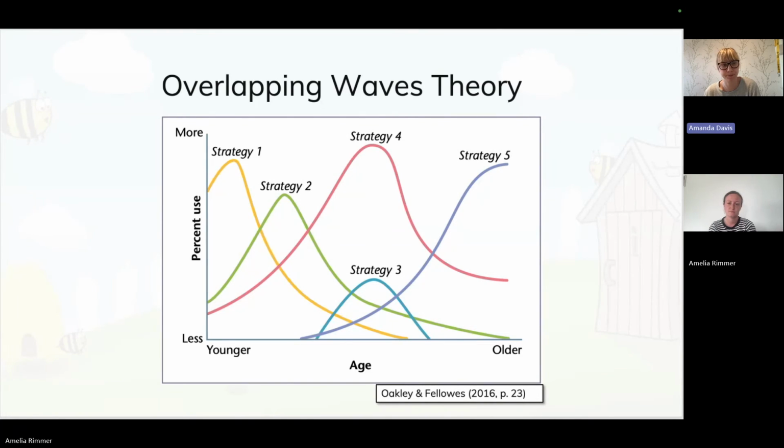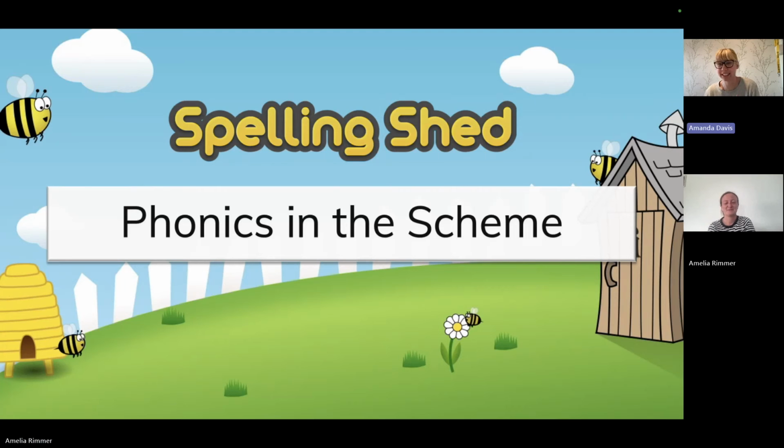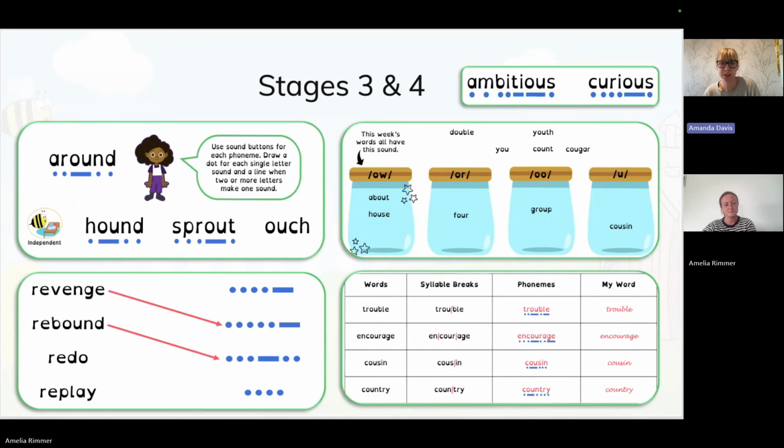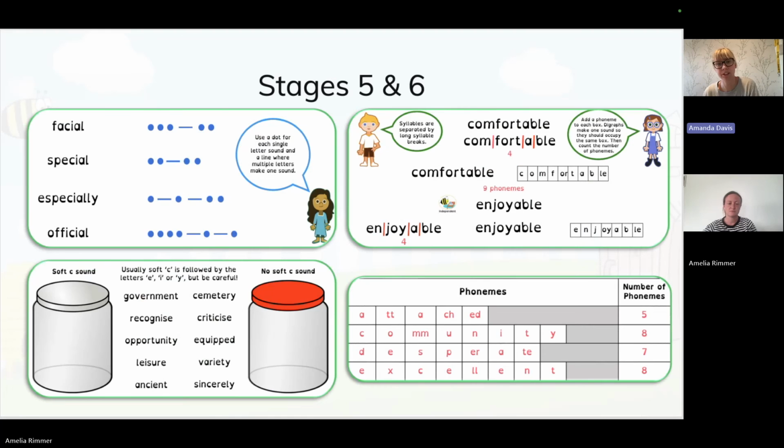Now in this scheme, obviously we represent it in different ways. It's not just one set task. It can be shown in multiple different ways. So these are some examples from years 1 and 2, stages 1 and 2, using sound buttons to identify the different words, and the same in stages 3 and 4, years 3 and 4. Also word sorts, really important, looking at the sounds being used. Again, looking at syllable breaks, breaking down the phonemes into the sound buttons in different ways. And again, we continue it up into years 5 and 6 as well.